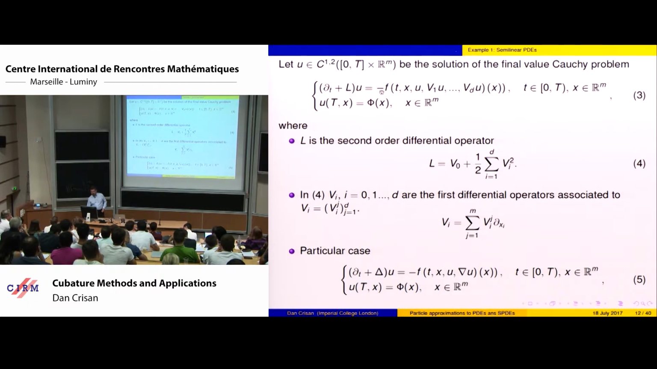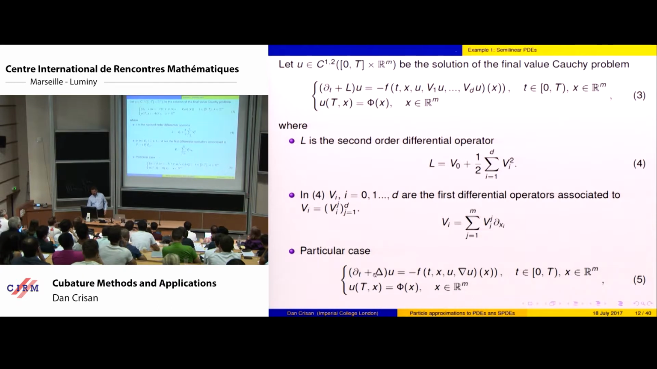And then here, this is where the nonlinearity comes. So the nonlinearity is in terms of a function, which in the context of forward backward SDEs is called a driver, a function which can depend on time, the underlying variable, the solution, and these operators, V_i, that are applied to u. Okay, so the nonlinearity can be in this format. Now, if this seems to be too complicated, I'm just going to give you a particular example, and then just keep this example in mind.